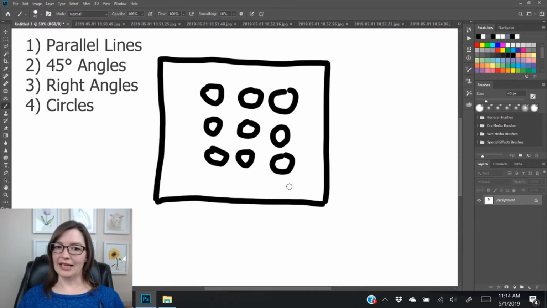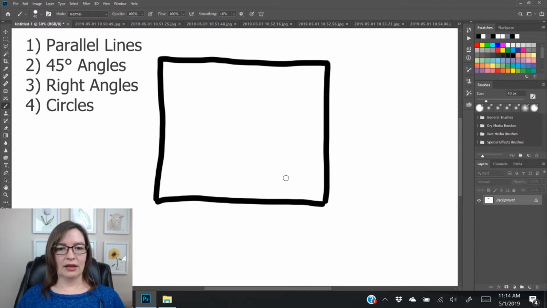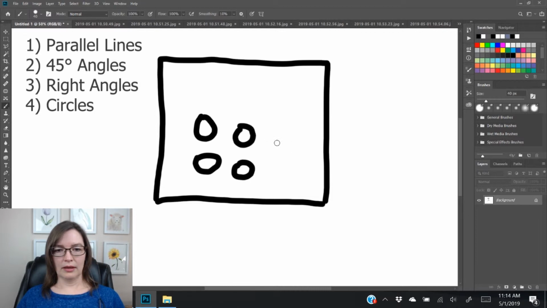That forms a very dynamic sort of photograph. We can do circles in lines at an angle to the frame, and that also creates an interesting dynamic.